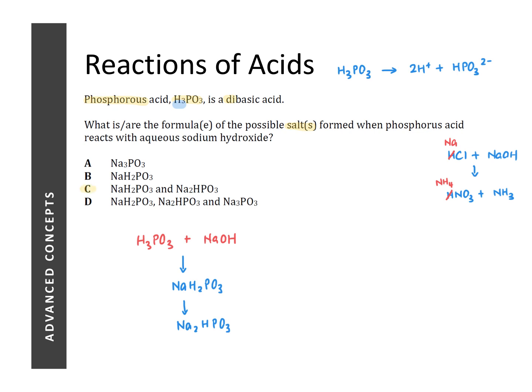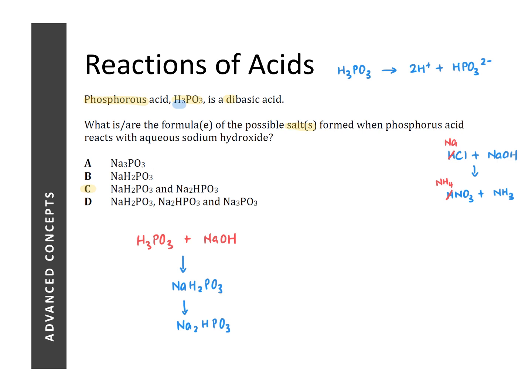Now there's actually a shortcut for this particular question, and to apply the shortcut you just need to note this: a monobasic acid will only give one possible salt. A dibasic acid will give two possible salts due to the replacement of the two hydrogens one at a time. A tribasic acid will give you three possible salts.